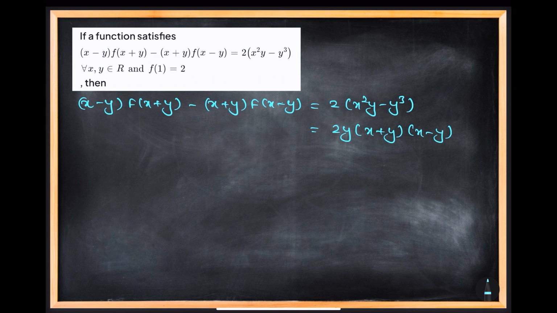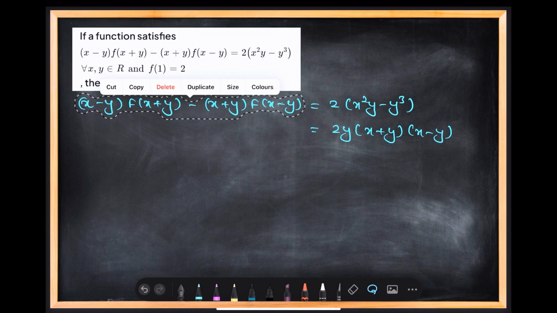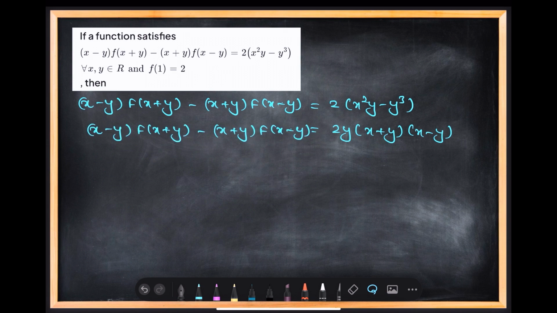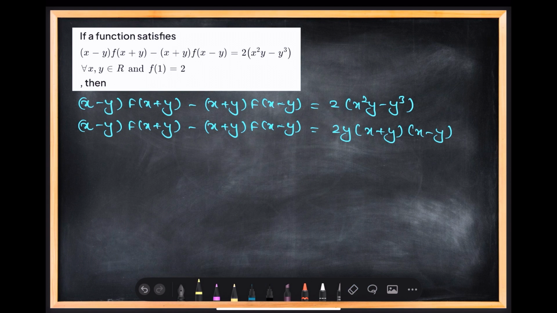Okay? Now what I want to do is divide both sides by x plus y, x minus y. Okay? So look at this, what will happen. First I will rewrite this situation. So we got the result as this. Done. Now we will divide both sides by x plus y and x minus y.